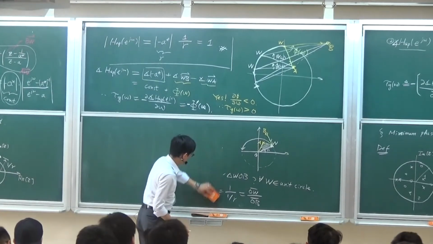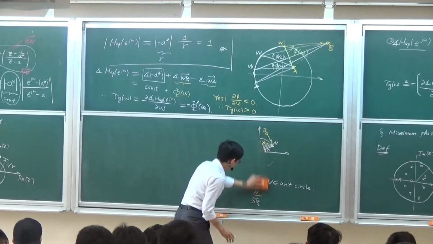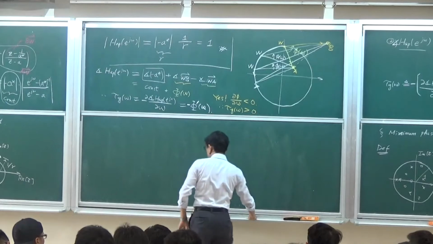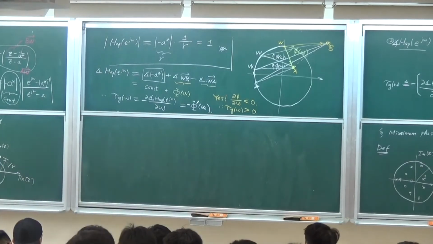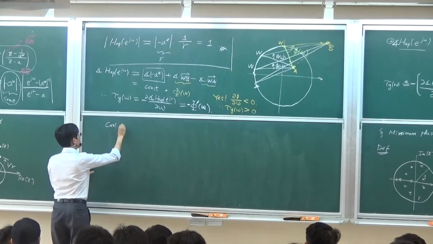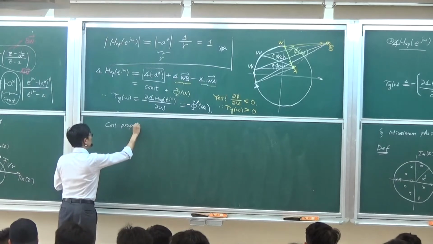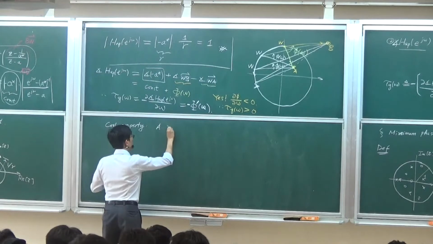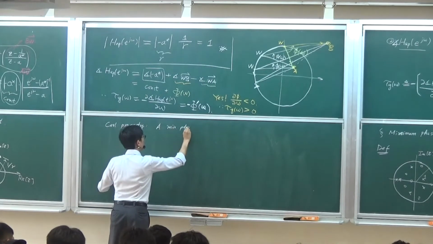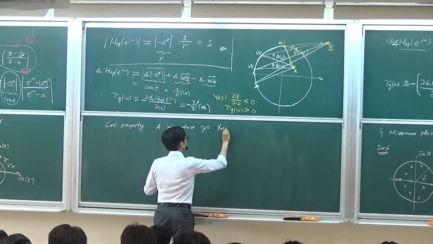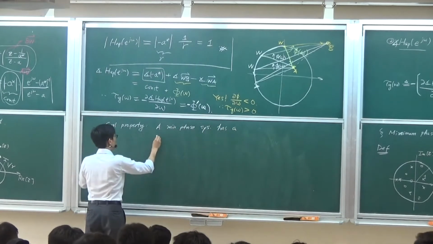But let me first write down that statement. A minimum phase system has a causal and stable inverse. That's the statement. Or should I say a cool property? It is cool. A minimum phase system has a causal and stable inverse.